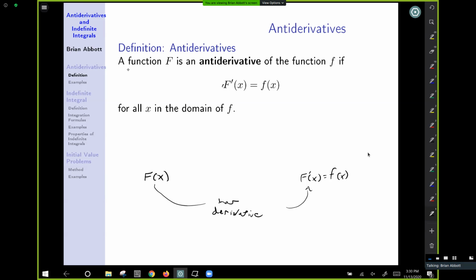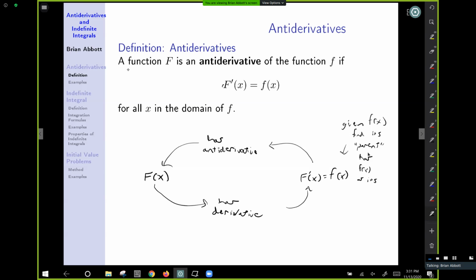And then we call little f, the derivative, the one that has antiderivative big F. And really all we're saying is we're just thinking in reverse. What we'll be doing is we'll be given some function f of x, and we want to find its parent that has little f of x as its derivative.